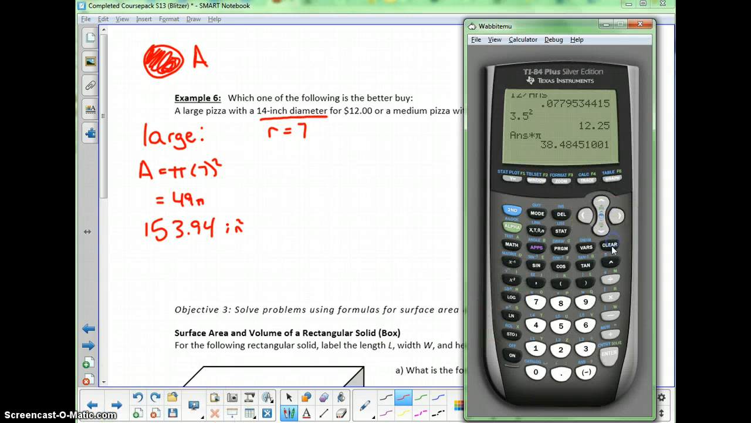Let me hit clear. So in the calculator, the TI-84 calculator, I would type in 49 times, to use the pi key, I would hit second, and I can see the pi key's in blue right here, which is why I had to hit second. Then this key right here. Okay, so yes, it was 153.938 or 0.94. And the units on that were square inches.